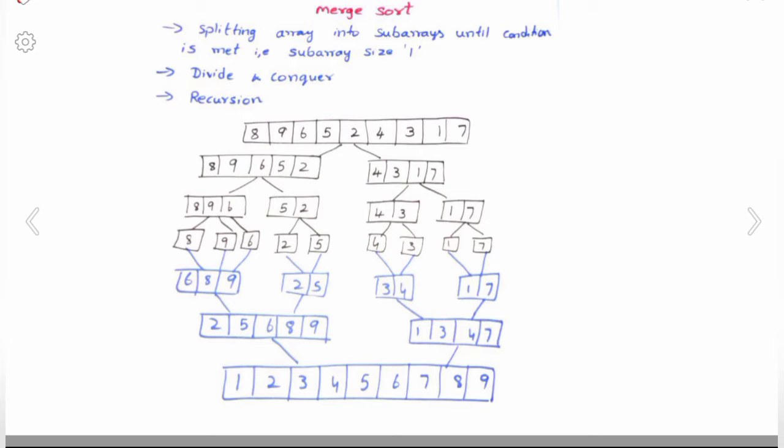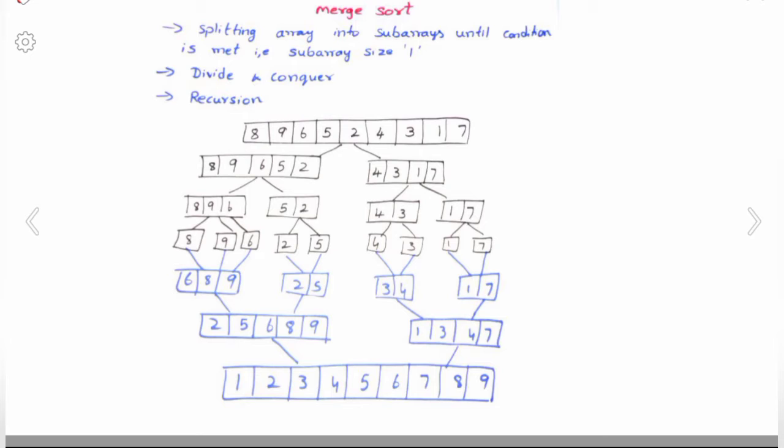Another application of merge sort is recursion. So we are going to recursively divide the array into subparts until the smallest size of the array is 1, that is, until subarrays of size 1 are formed. Then merge the subarrays to sort the entire array. So divide and conquer and recursion are repeatedly applied in the merge sorting technique.